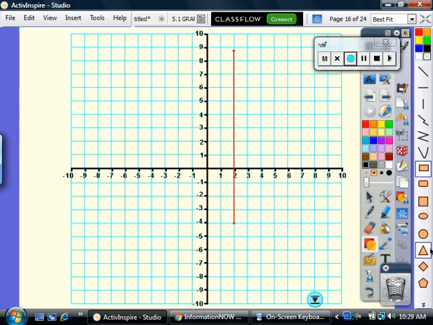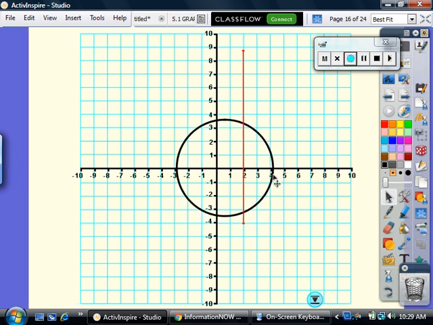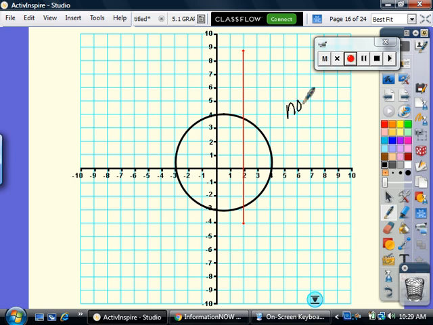If I had a circle, I think that's an oval. But regardless, if I have a circle and I draw a vertical line, I'll just use the one that's on here. How many points did I hit? Two. That's not a function. Now, is it still a relation? Yes. But it's not a function.